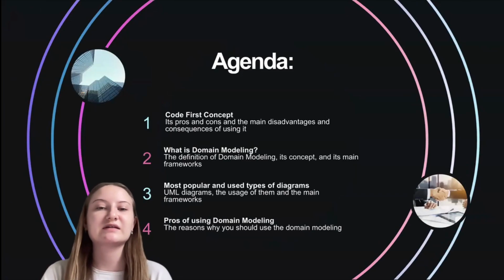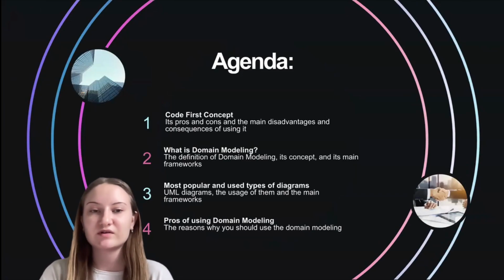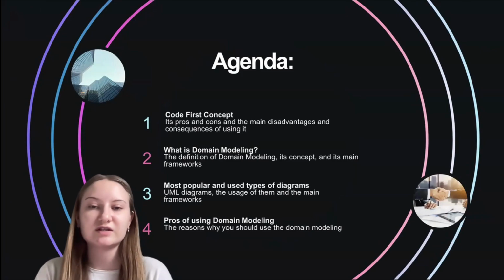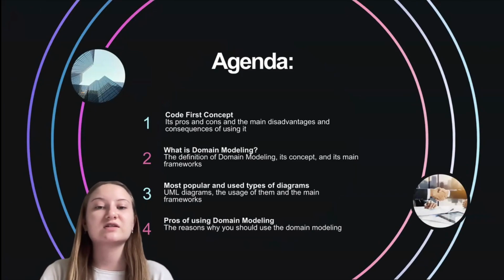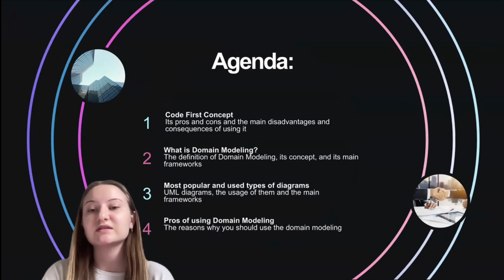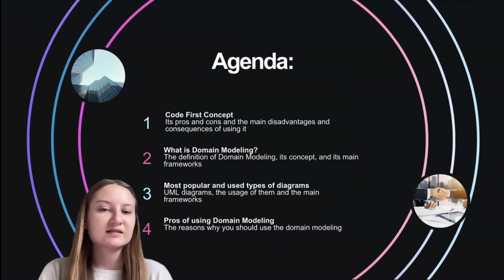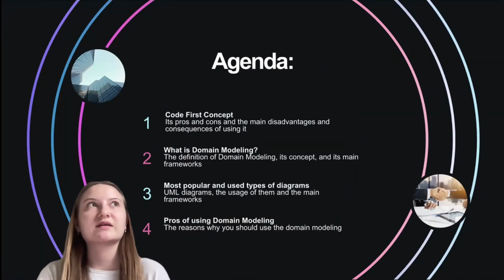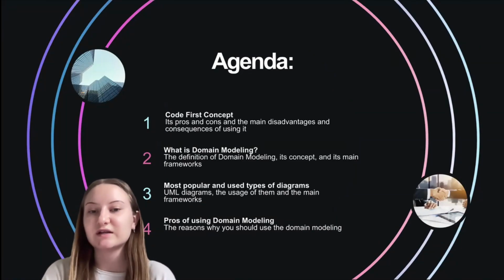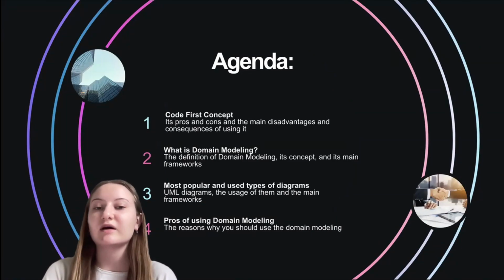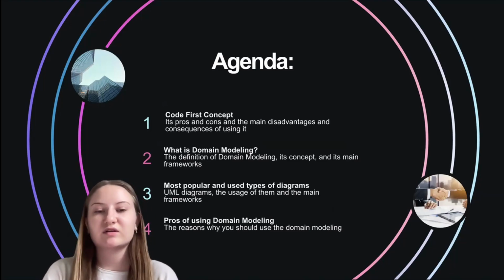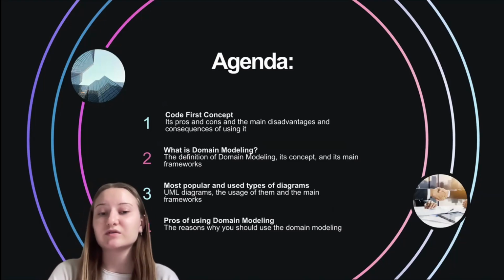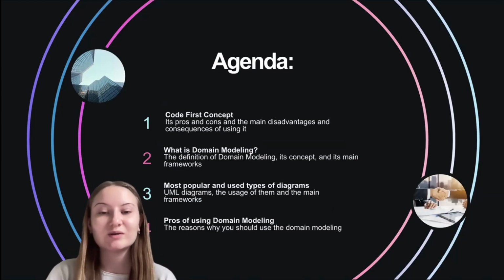The first one is the concept of coding first. We're going to talk about its pros and cons and the main disadvantages and consequences of using it. Then we are going to talk about the definition of domain modeling, its concept, and its main frameworks. Then I'm going to show you the most popular and the most used types of diagrams, such as UML diagrams, the usage of them, and the main frameworks. And we're going to talk about the pros of using domain modeling and the reasons why you should use domain modeling.